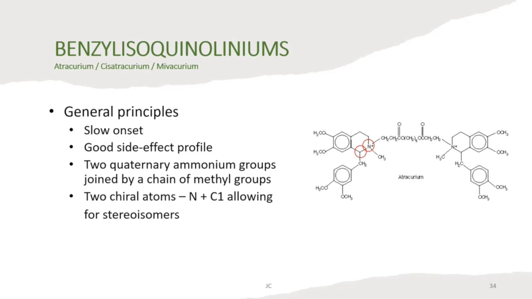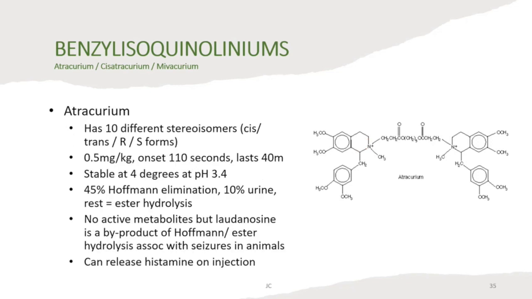That's your nitrogen and your first carbon, and this allows for loads of stereoisomers, which are effectively just different shapes of the drug. So they have the same molecular structure and the same sequence of chemical bonds. It's just when they are arranged in three-dimensional space, they look different. Atracurium has about 10 different stereoisomers, one of them being cisatracurium, and your average vial of atracurium has about 15% cisatracurium in it.